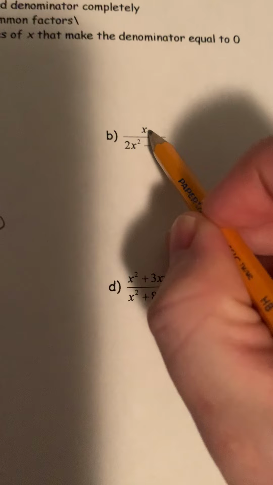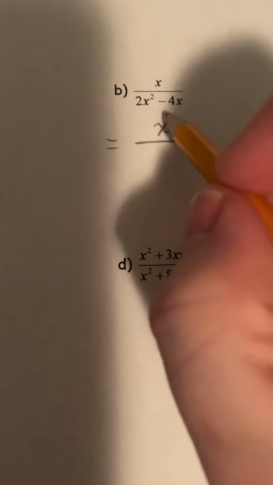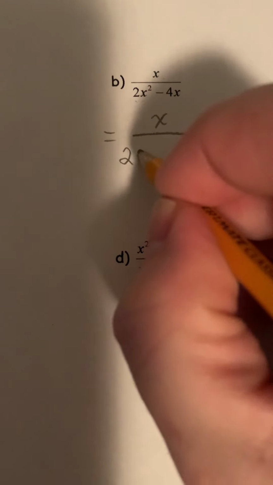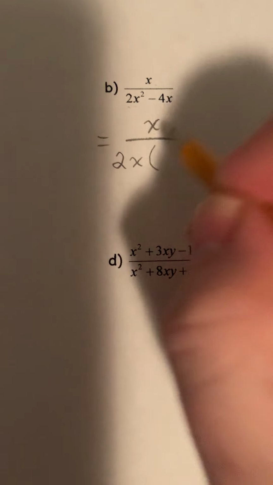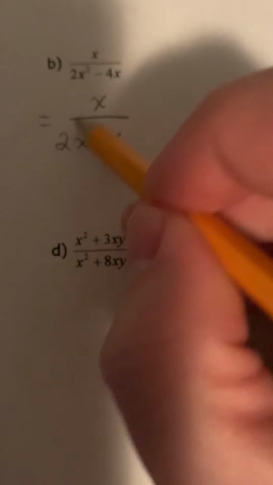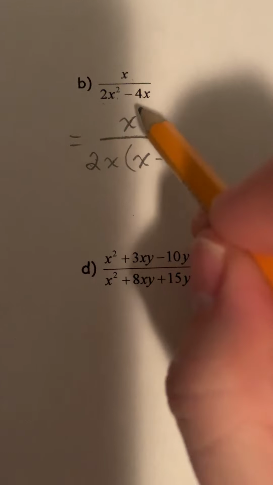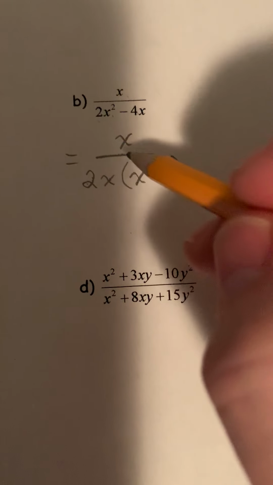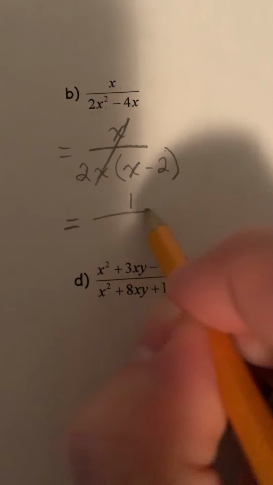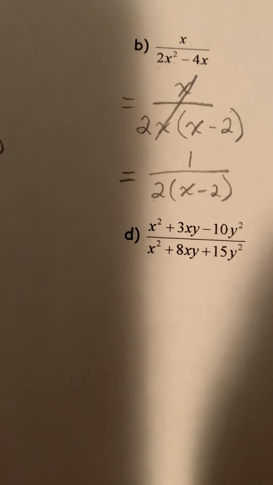Okay, numerator we can't factor, it's just x, but we're gonna factor the denominator. So look for a greatest common factor first. So they both can be divided by a 2, and both of them have an x, so we're gonna remove an x from each of them. 2 divided by 2 is 1, x squared divided by x is just x. Negative 4 divided by 2 is negative 2, and we remove one of the x's. So we have x over 2x, x minus 2. Here, the x's cross out. So you're left with 1 in the numerator, and 2 times x minus 2 in the denominator.